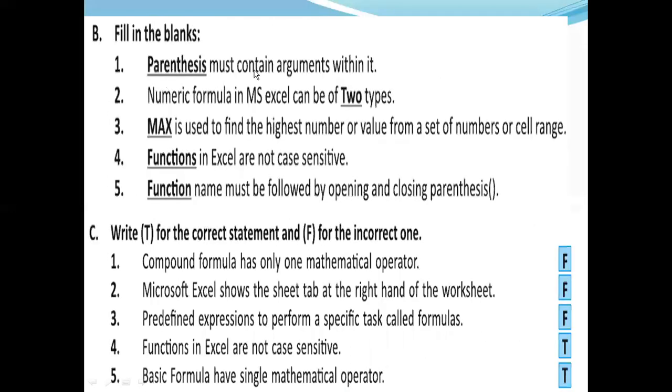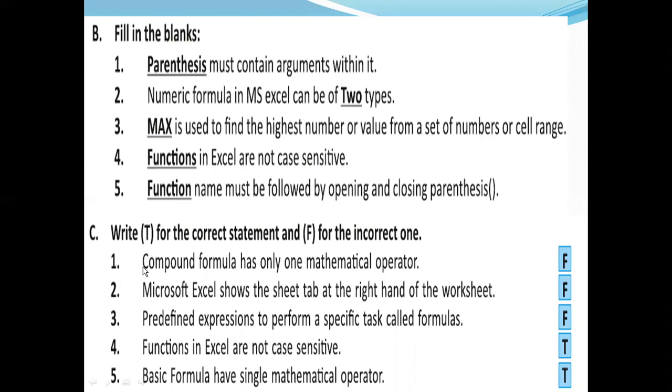Fill in the blanks. Dash must contain arguments within it, that is parentheses. The round brackets which we put for formulas are called parentheses because it's a computer language, so you need to learn those words also. Numeric formula in MS Excel can be of two types. Max is used to find the highest number or the value from a set of numbers or a cell range. Functions in Excel are not case sensitive. Function name must be followed by opening and closing parentheses. So parentheses are what? Closing and opening brackets.